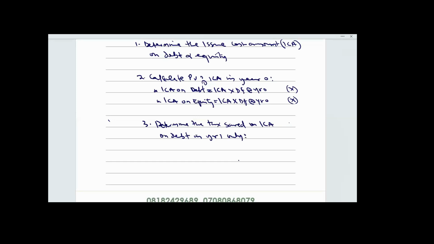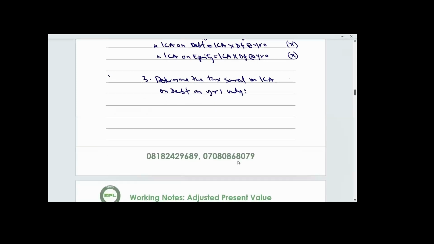Okay, how do you do this? Anything that has to do with tax saved, you multiply that thing with company tax rates. So I would then say tax saved is equal to the issue cost amount on debts multiplied by company tax rates multiplied by discount factor of year 1. So this one will be positive.